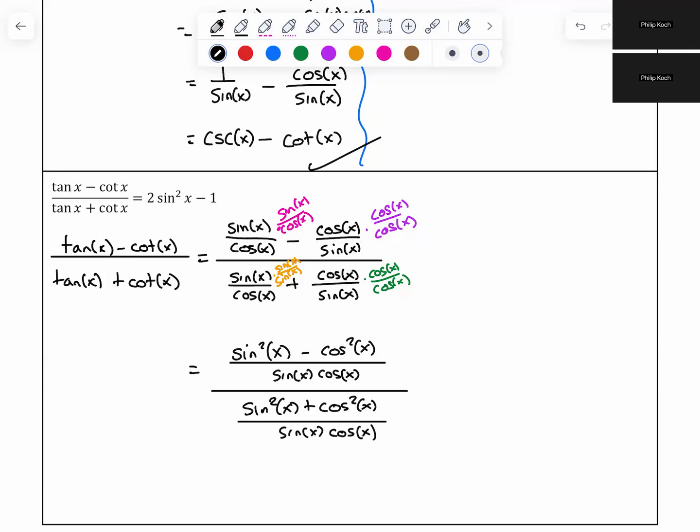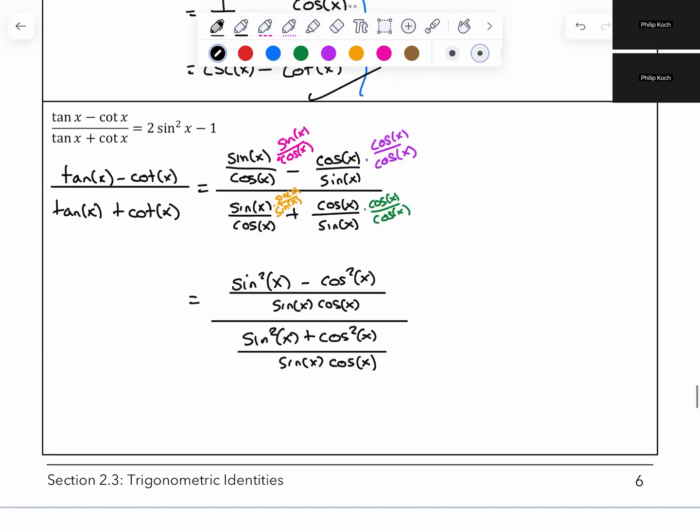Getting better, getting better. I'm noticing something nice. The denominators are going to cancel. You can either write it out and flip and multiply, or you can realize right now that they're going to cancel. It's your call. I'm going to show that nitty-gritty detail. This then becomes sine squared of x minus cosine squared of x, all divided by sine of x cosine of x, times the reciprocal, because when you divide by a fraction, you flip and multiply. So it's times sine of x cosine of x, all divided by 1.